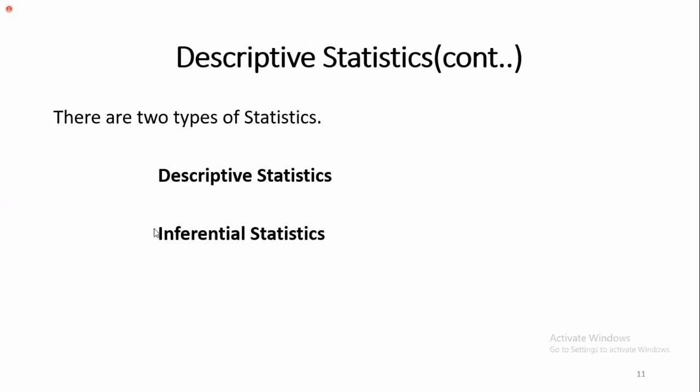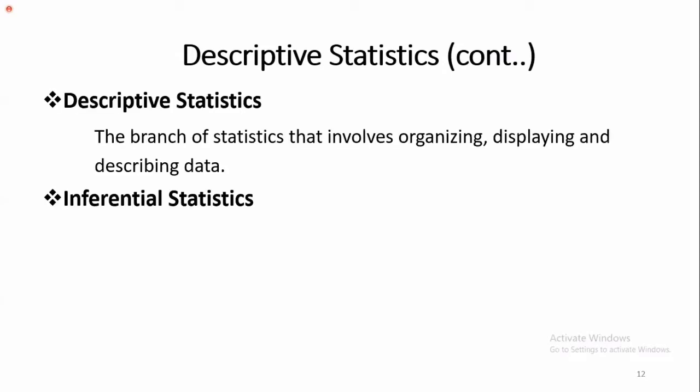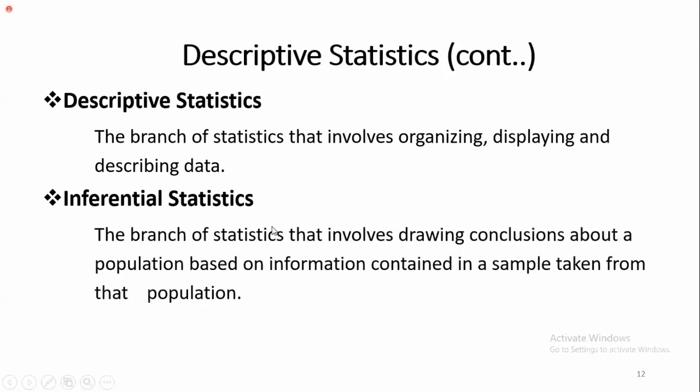Actually, there are two types of statistics, descriptive statistics and inferential statistics. Descriptive statistics can be done for sample data, right? And inferential statistics can be done for population data. Inferential statistics means drawing conclusions about a population based on the information collected from a sample, right?